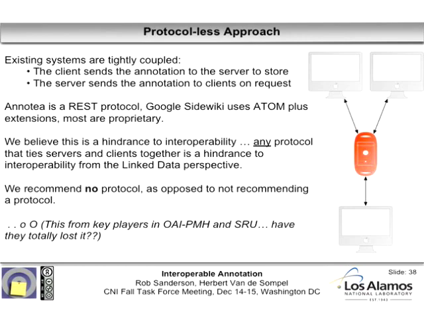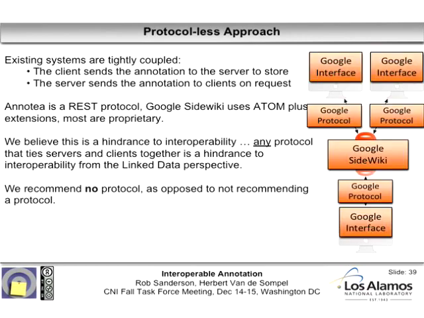So the one area where we've totally left current practice is that existing systems are very tightly coupled. You know, the client knows how to talk to the one server, and the server knows how to send back that information. So Annotea has a protocol, it's very REST-based, which is good. Google Sidewiki uses Atom for getting the annotations from the server to the client. Currently, you can't create an annotation outside of their interface, but there's a lot of requests for that, obviously. So those are the exceptions. Most of them are completely proprietary. How Diigo or WebNotes stores or creates their little post-it notes for web pages, no one knows. So we think this is a hindrance to interoperability to the point where any protocol that ties servers and clients together is a hindrance. So we're going to recommend no protocol as opposed to recommending a protocol.